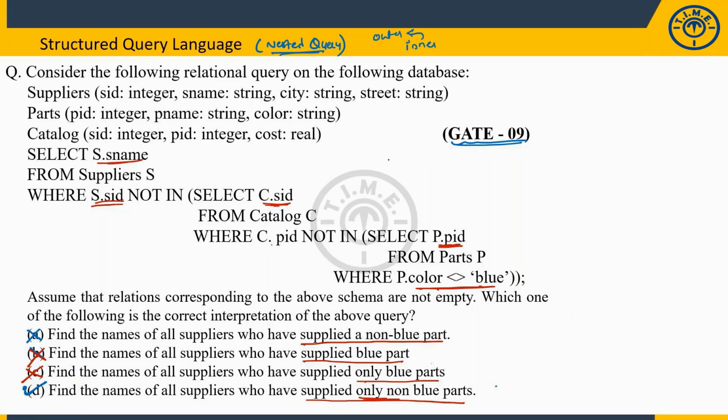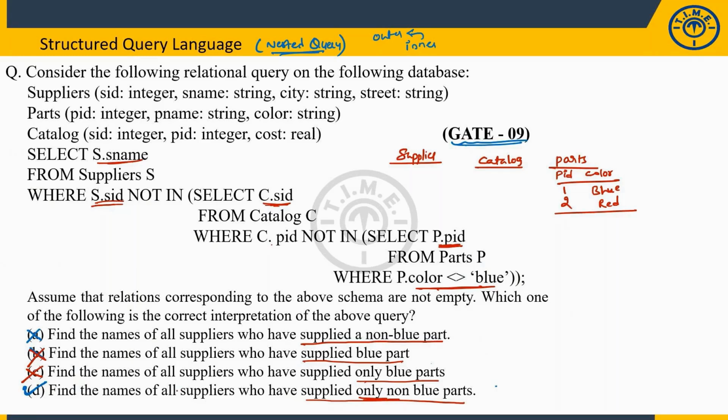What tables do we have? Three tables: supplier, catalog, and parts. How do we take the data? Data should be taken with respect to the options. The options are about blue parts and non-blue parts, so I'll take two parts: one part is blue and another part is red.